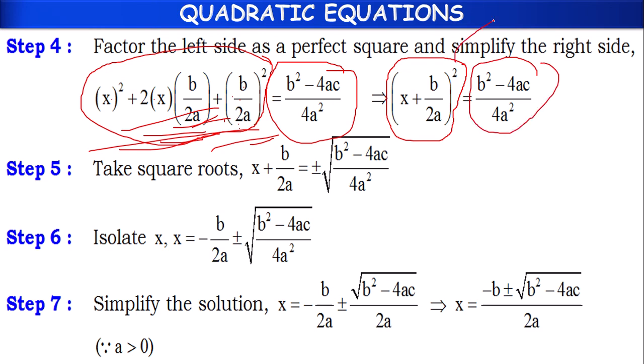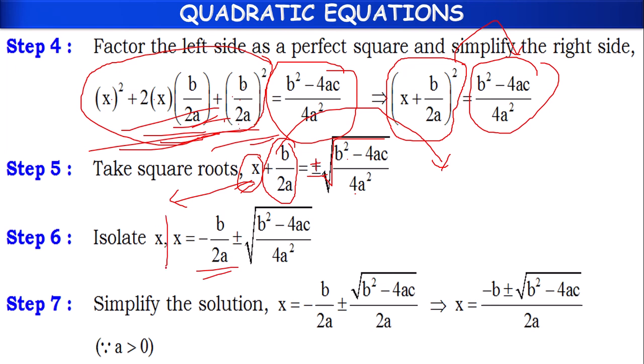If this square comes to the other side, it will become a square root. Square root of b square minus 4ac by 4a square. We can take the positive square root, and we can take the negative square root. But we want to find the value of x. For that we have to isolate x, meaning this b by 2a is to be taken to the right hand side, so it will become minus b by 2a.